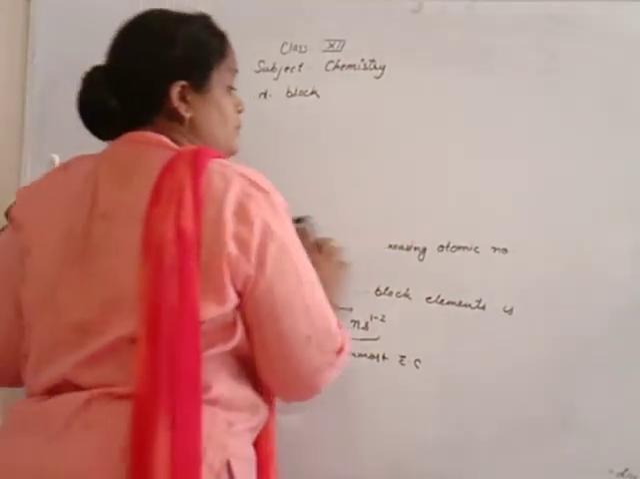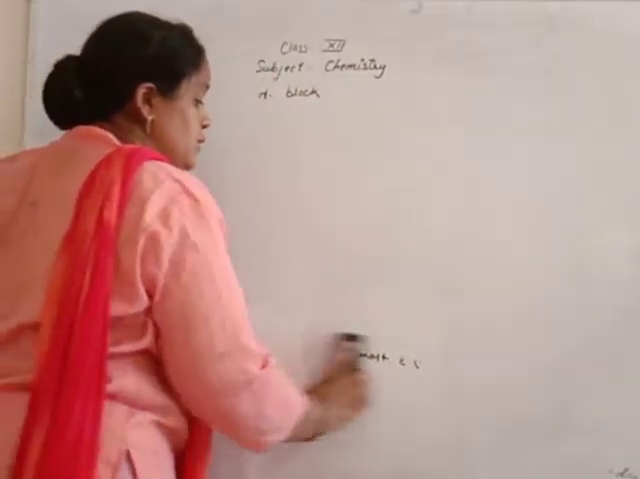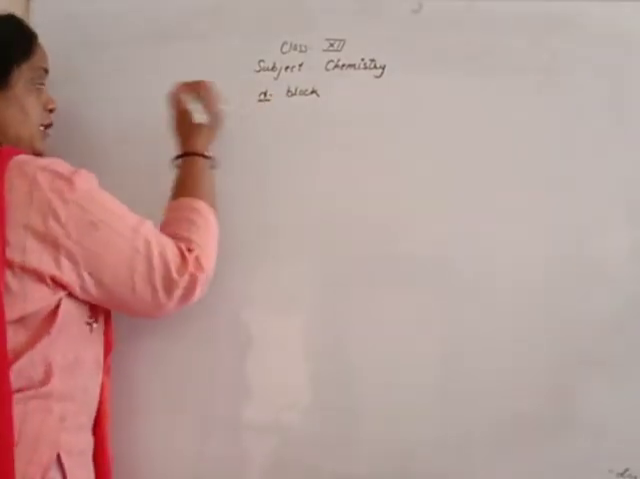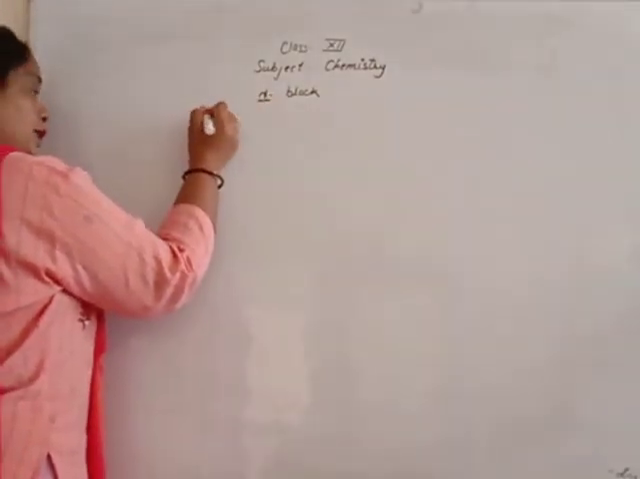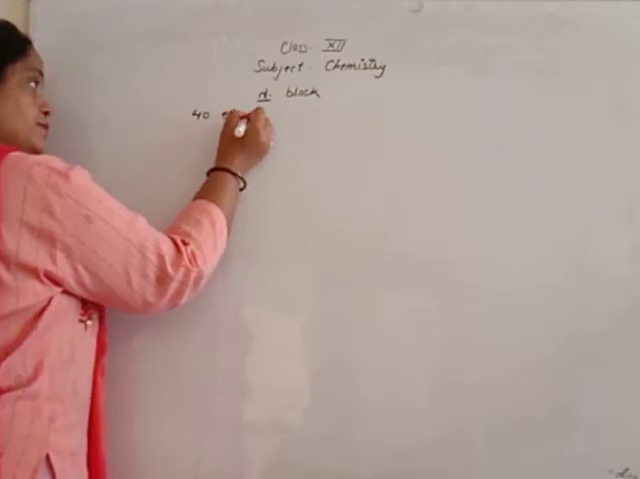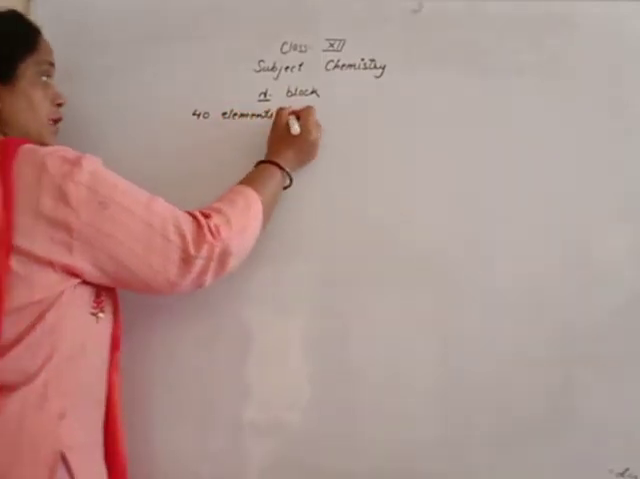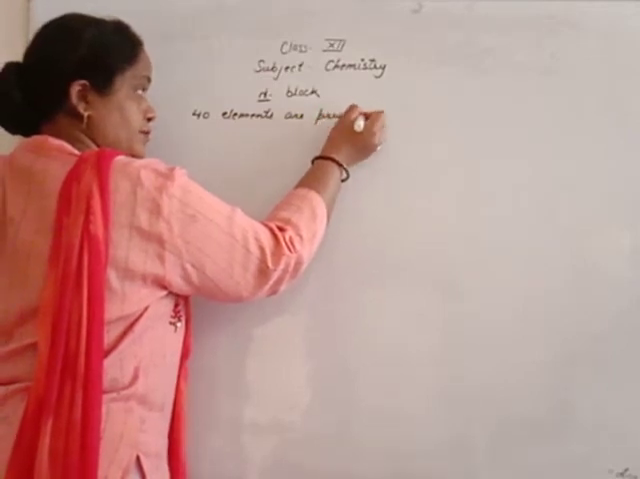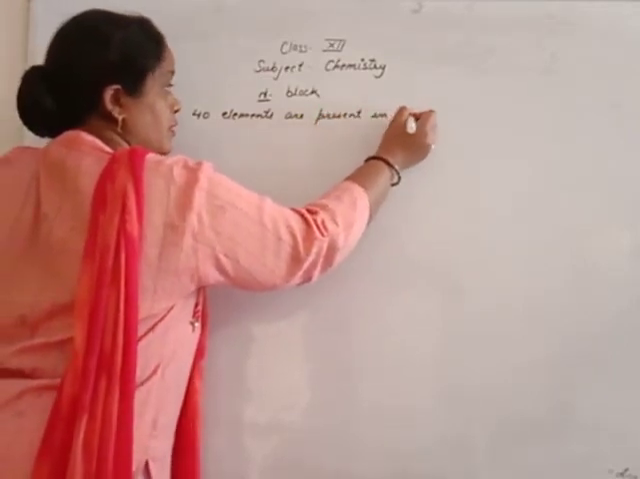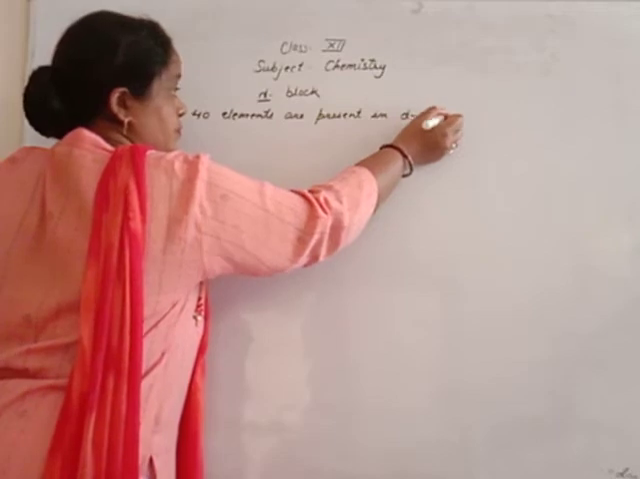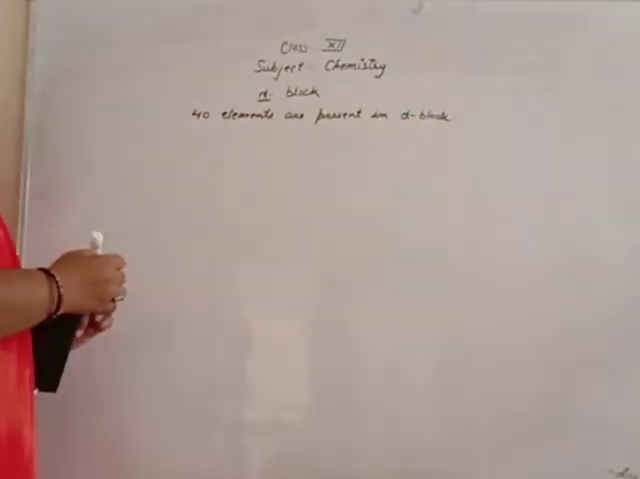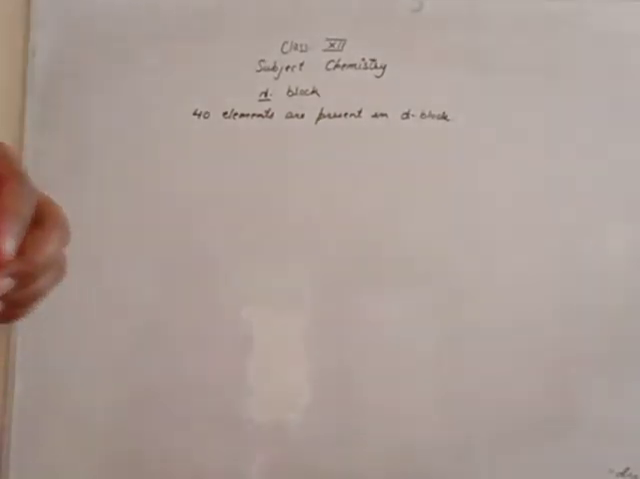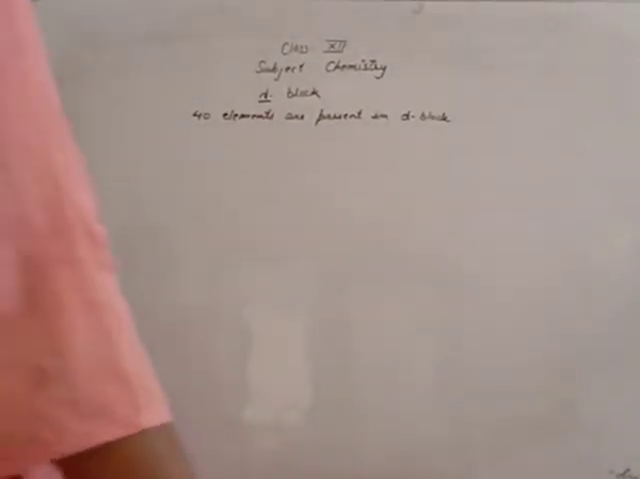Now, on the basis of electronic configuration in our periodic table, what is the total number of elements present in the d block? 40 elements are present in the d block. These 40 elements are classified or arranged in the d block in 4 series.